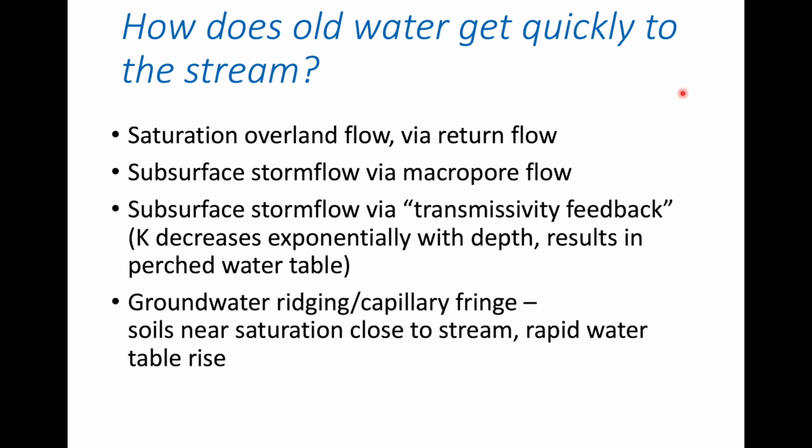The other thing is that near the stream, you typically have soils close to saturation. So when water starts to be delivered to the riparian zone during a storm by subsurface storm flow or by overland flow, the water table rises rapidly. And as that water table rises rapidly, older water is released to the stream. We call this groundwater bridging.